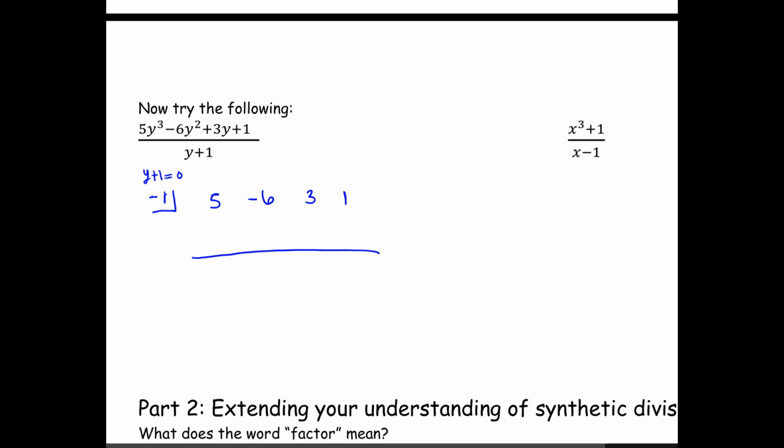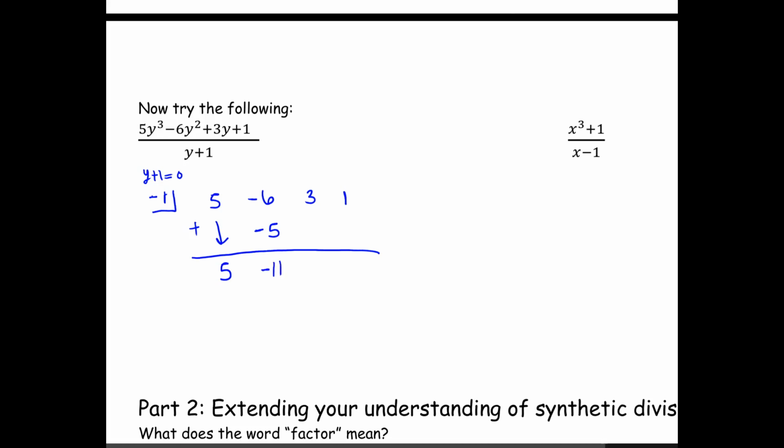What do you do first? Bring down the 5. And then what? Multiply. What's -1 times 5? -5. Put your result as the next spot. And then add straight down. -6 plus -5 gives you -11.